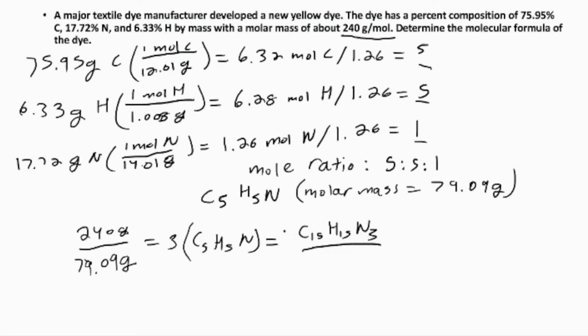So to wrap it up, basically all you need to do to find the molecular formula is find the empirical formula, and then divide the actual molar mass by the empirical formula molar mass, and then multiply that to get your final answer.